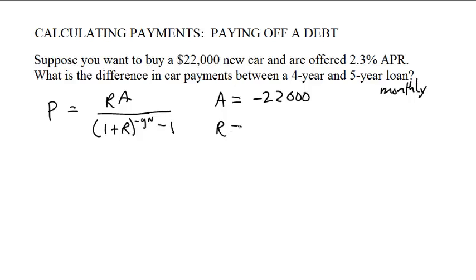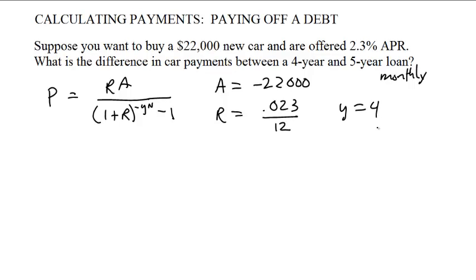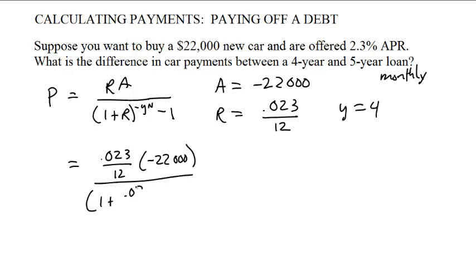So the rate of interest is 0.023, that's 2.3%, and you don't have to pay that every month. You only have to pay a 1/12 of that every month. Pretty nice. And then we're going to look at the difference between y. Let's start with y equals 4. If y equals 4, then what we have is 0.023 over 12 times negative 22,000 divided by 1 plus 0.023 over 12 to the negative y. Okay, n is 12. I can multiply 4 times 12. 4 times 12 is 48, minus 1.